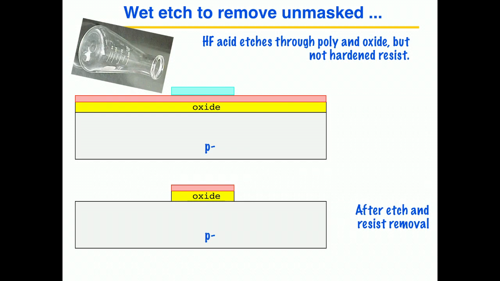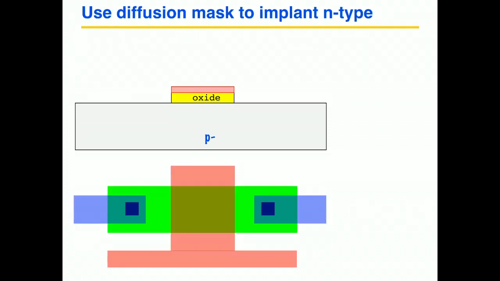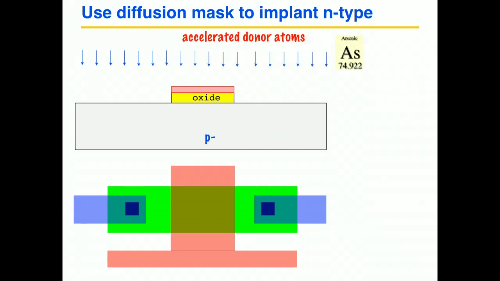Okay. Now, we can use the diffusion mask to implant N-type ions. Arsenic is one type of material that would be used. Right? So there's a mask and then an ion implanter that blasts the ions into the surface, and then we heat it, and they get diffused down into the surface as shown here. Okay, so then we have those regions.